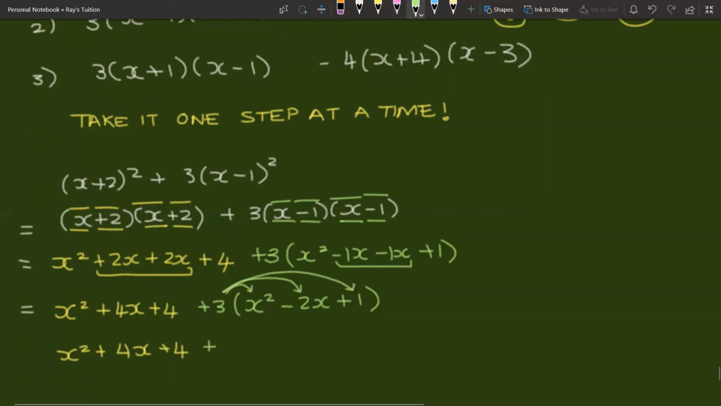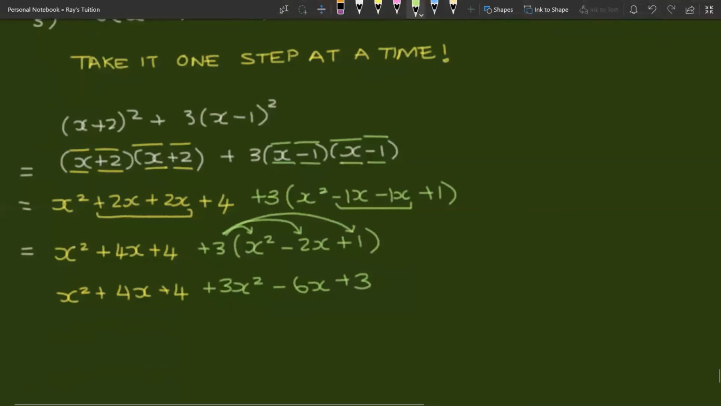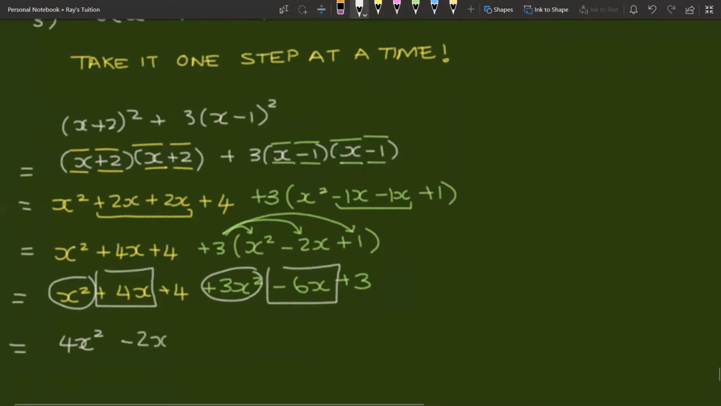We'll distribute it to every single term in the next bracket. So 3 times x² is 3x². 3 times negative 2x is negative 6x. And 3 times 1 finally is 3. So now what we can do is we can group our like terms and simplify. So x² plus 3x², that gives us 4x². Then we have 4x, and we have minus 6x. Those are both x terms, so it's minus 2x if we add those two. Finally, we have plus 4 and plus 3, which gives us plus 7. So that's our final answer. That sum, that is all it reduced to.